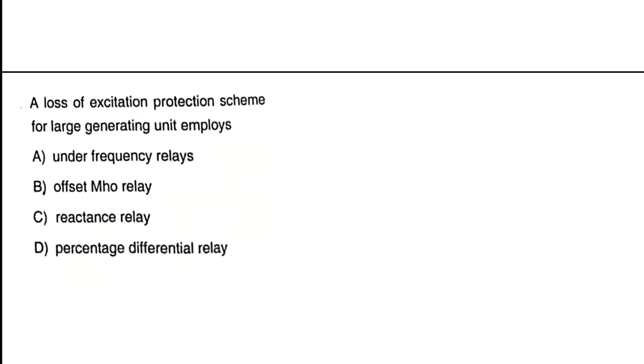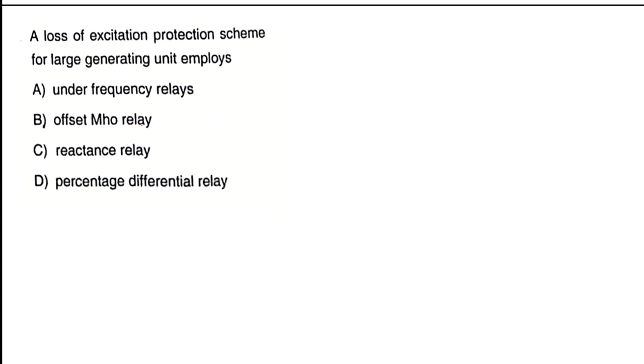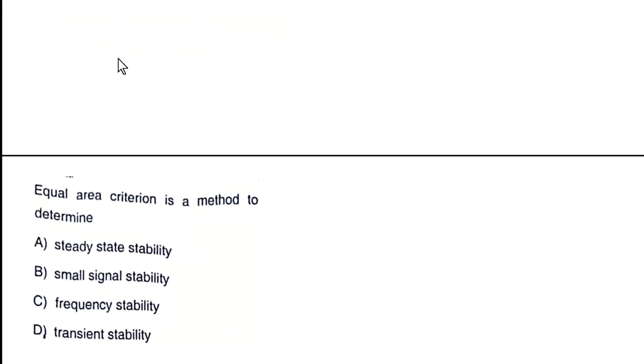Right, so this question is from power system protection. The question is about loss of excitation protection. Loss of excitation protection scheme for a large generating unit employs an offset Mho relay. So it's one of the standard bits here. Offset Mho relay is used for the loss of excitation. Next question here. There are some theory questions asked in the power system here.